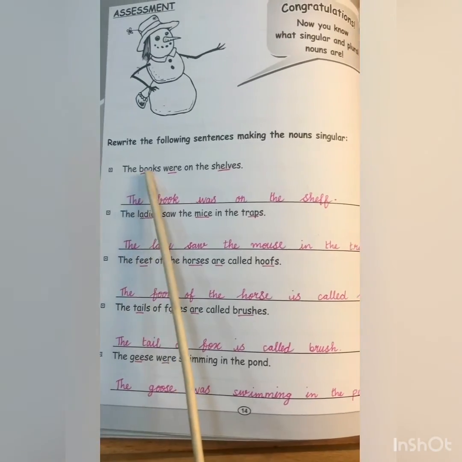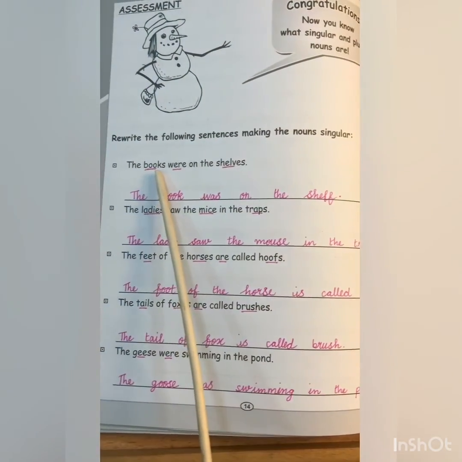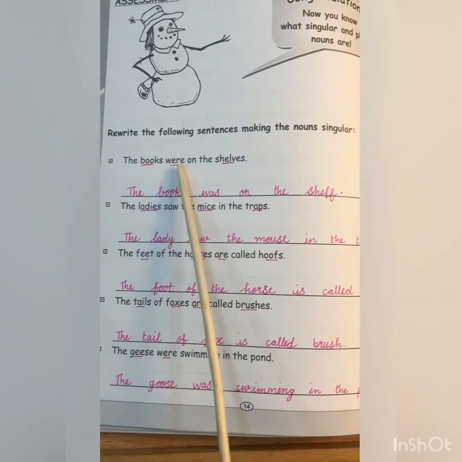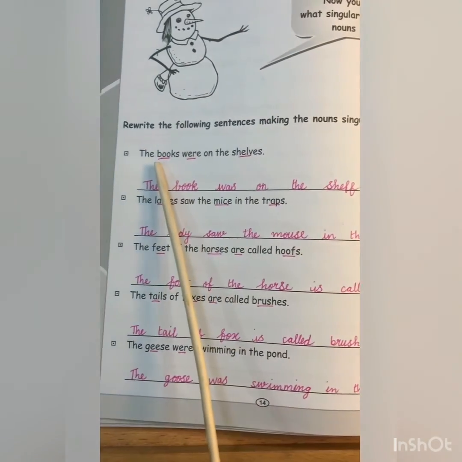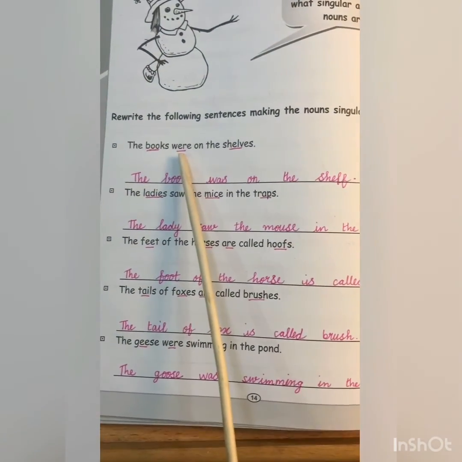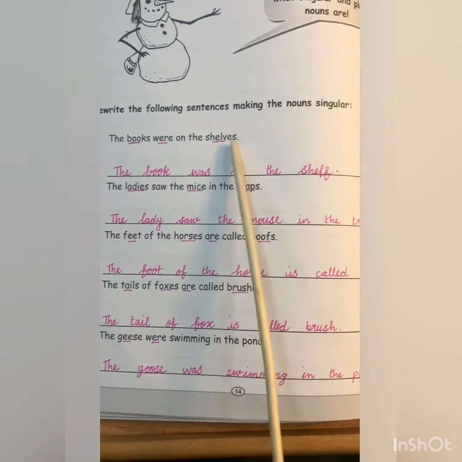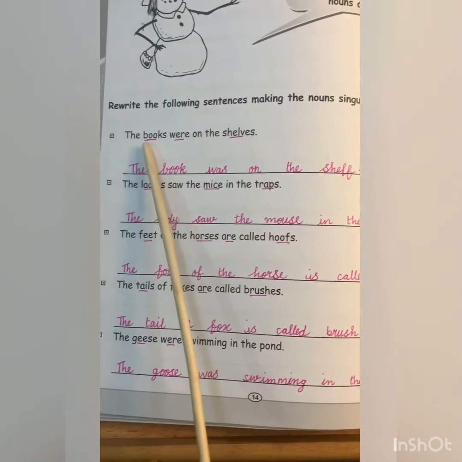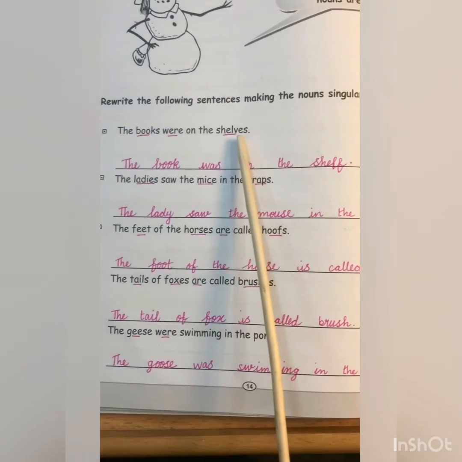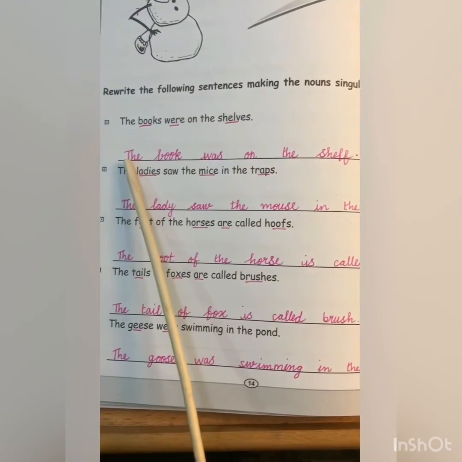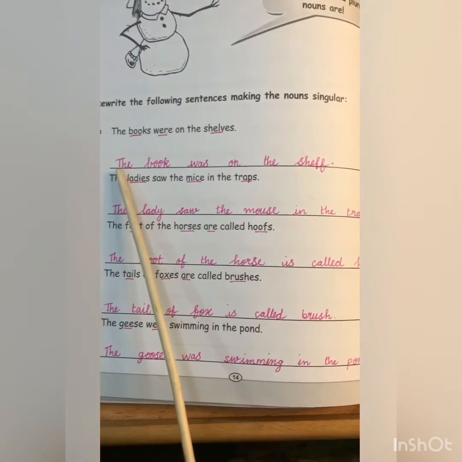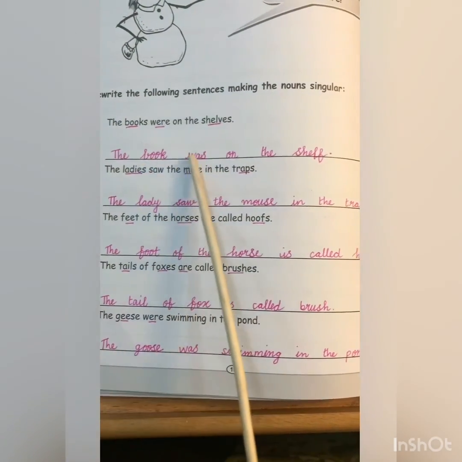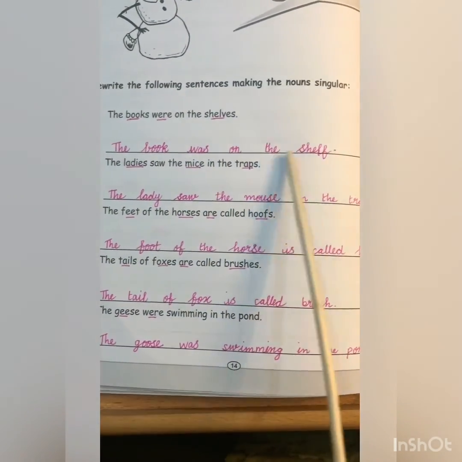The books, I will underline the noun books. I will underline helping verb because I have to change this helping verb. On the shelves. Again, this is a noun. I have underlined the three things I have to change and then I will rewrite the sentence. The book was on the shelf.